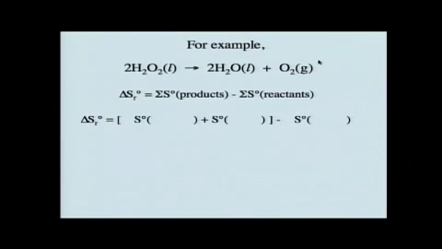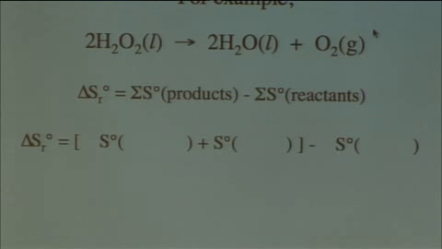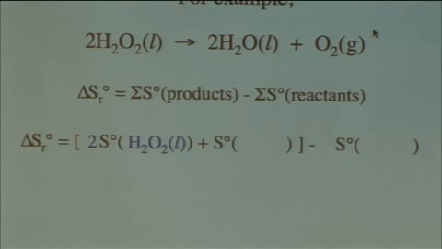So let's try this for the example that you just did on the clicker question and make sure that our calculation matches up with our prediction here. Again, we're just going to take the sum of the entropy of the products minus that of the reactants. We're starting with our products. Our first product is water, and you need to make sure you multiply this by 2, because in fact we have 2 moles of water that are formed here.